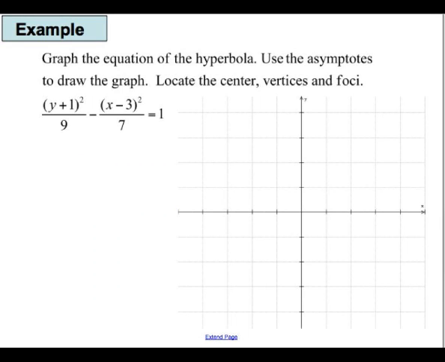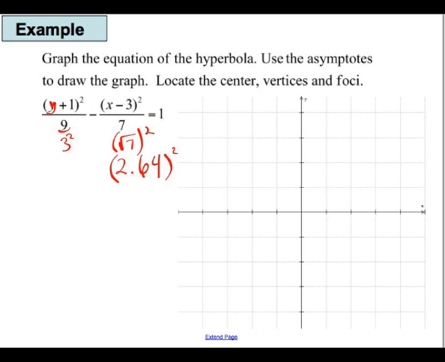So here we have an equation. The number one thing we need to notice is which one comes first so we know which way to open the graph. And we see y coming first, so we know this hyperbola will open up and down. We also need to find the distances. So 9 is actually 3 squared, and 7 is actually the square root of 7 squared. And the square root of 7 is about 2.64 squared. So now that tells me the dimensions of my box.